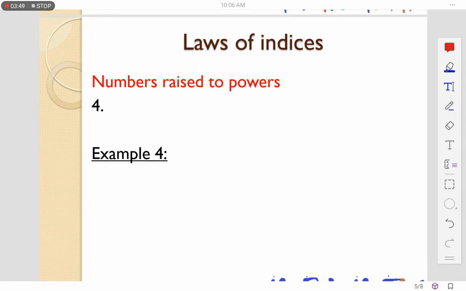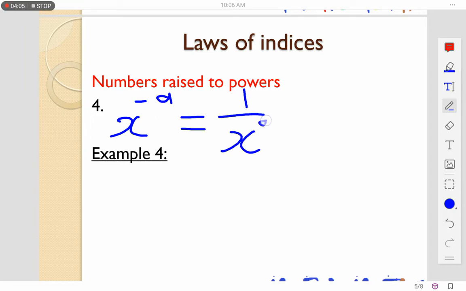We can have x to the power of a negative power, x to the power of minus a there. What we do normally, whenever you have a negative sign on the power there, you simply write 1 over x to the power of a. That's what you do whenever you have a negative.